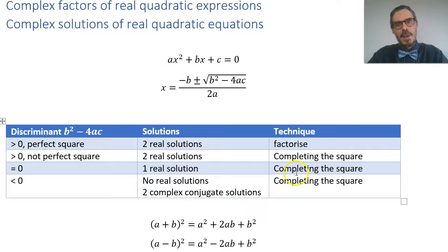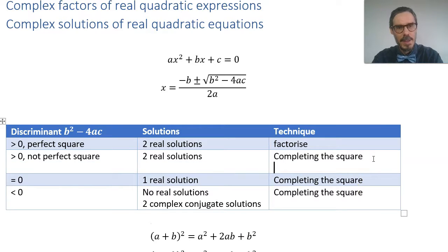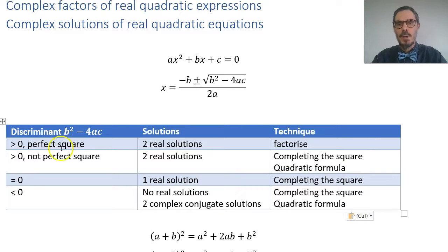Now, if you are solving the equation, there is an alternative for this one and this one. And that alternative, if you're solving, is to use the quadratic formula. That is the final option for either of these two. When it's not 0, basically you can always use the quadratic formula if you are solving. But if you are just factorising an expression, quadratic formula won't help you. You actually need the factors, so just complete the square instead.